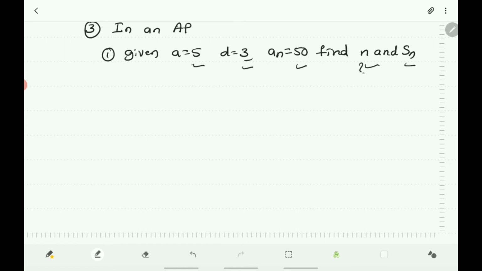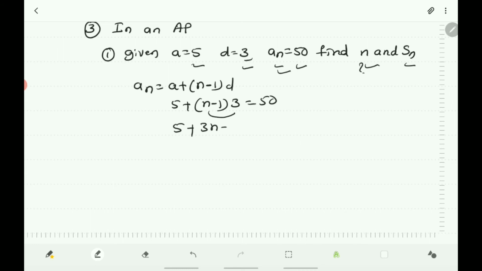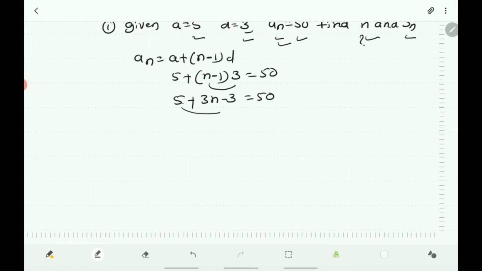To find N, use the formula for AN. That is, AN is equal to A plus N minus 1 into D. A is 5 plus N, we have to find out, write it as it is. D is here 3, that is equal to 50. AN is here 50, and 5 plus N into 3 is 3N, minus 1 into 3 is 3, that is equal to 50. 5 minus 3 is 2 plus 3N is equal to 50.